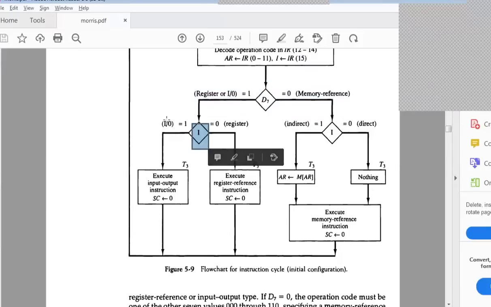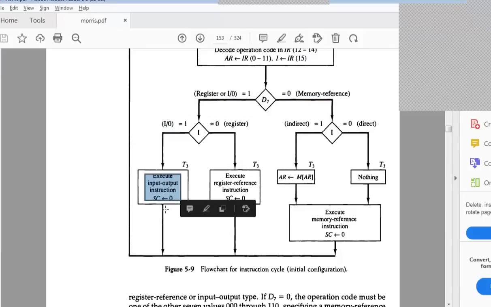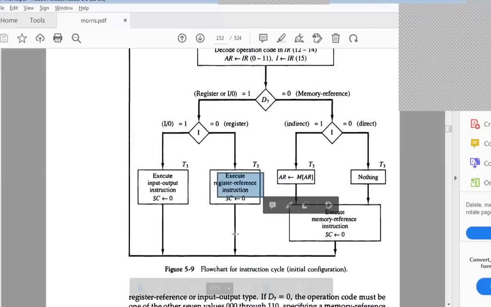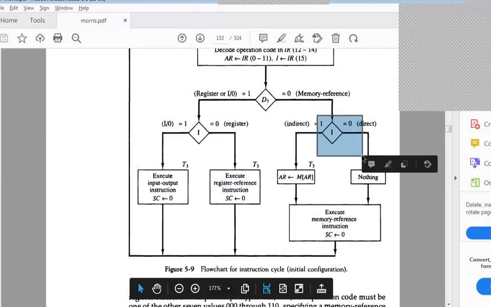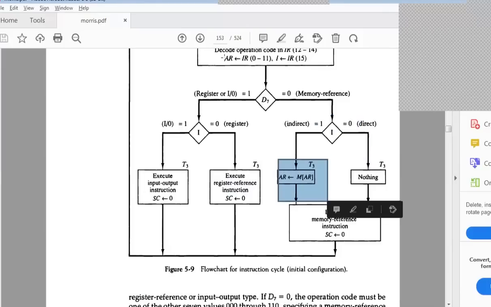Okay. If it is 1, execute input output instruction and again start your SC with 0. If I is 0, execute register reference and set SC to 0. Similarly, यहाँ पे हमने देखा, if it is indirect mode, again I need to change my AR. AR is not having the actual effective address. So what I need to do is, again from memory address of AR, fetch the data and store it to AR. That would be your effective address.